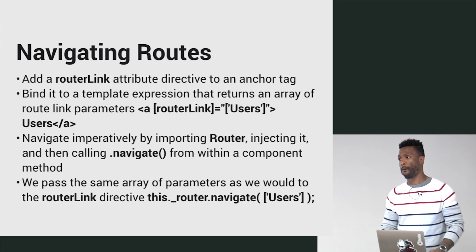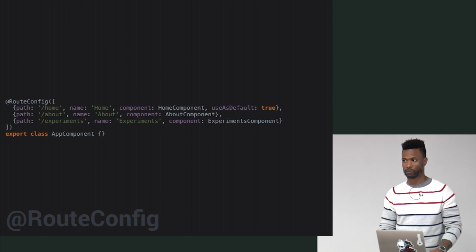Back when you were talking about the route config, if you don't say which one is the default, does it just assume that the first one on the list is the default? No, it won't load anything. Yeah, it'll just be like, I don't know what to do.